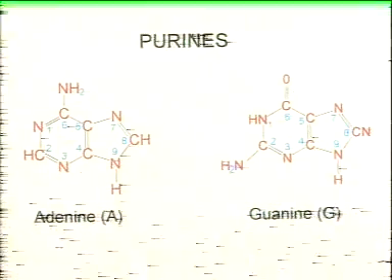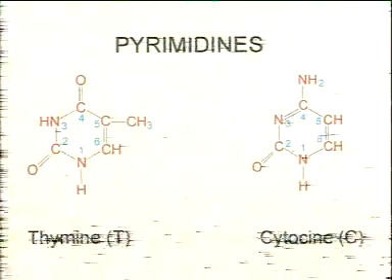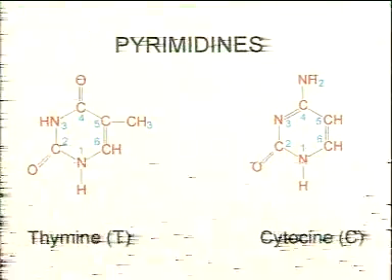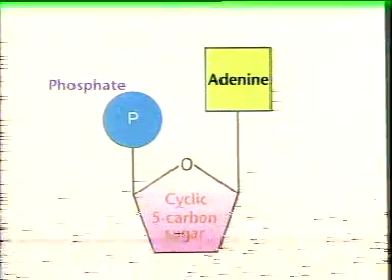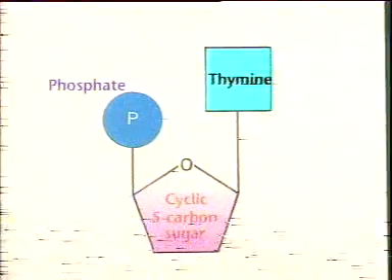Adenine and guanine are larger nitrogen bases and are called purines, while cytosine and thymine are smaller and are known as pyrimidines. Now, as there are four kinds of nitrogen bases, there are also four types of nucleotides. Each nucleotide is named after its base. So we have an adenine nucleotide, a guanine nucleotide, a cytosine nucleotide, and a thymine nucleotide. These nucleotides are linked to form a polynucleotide chain.